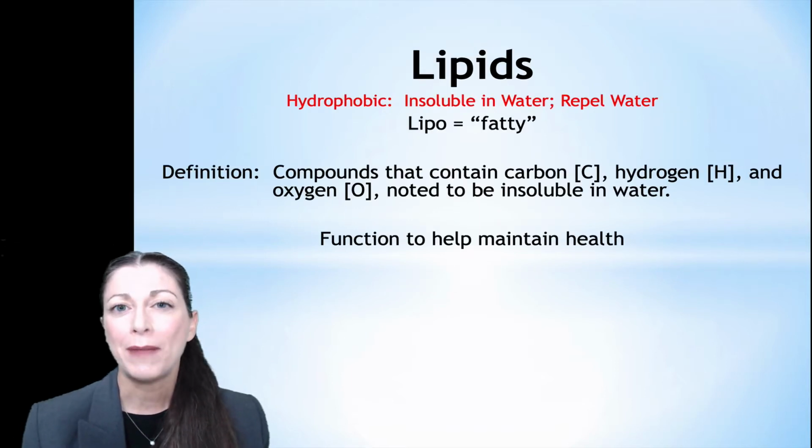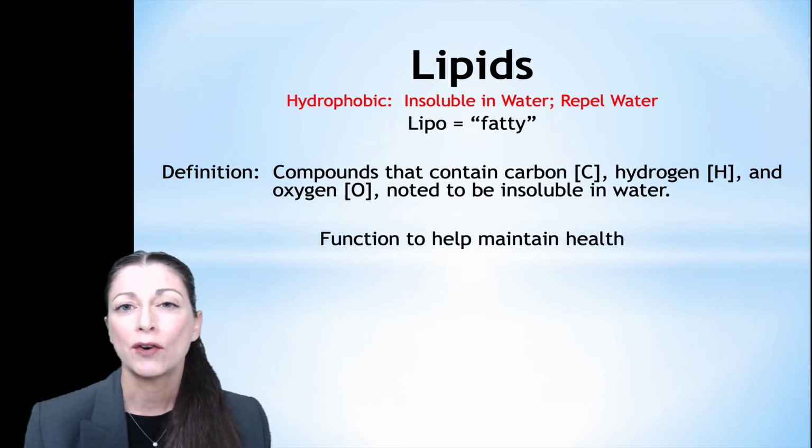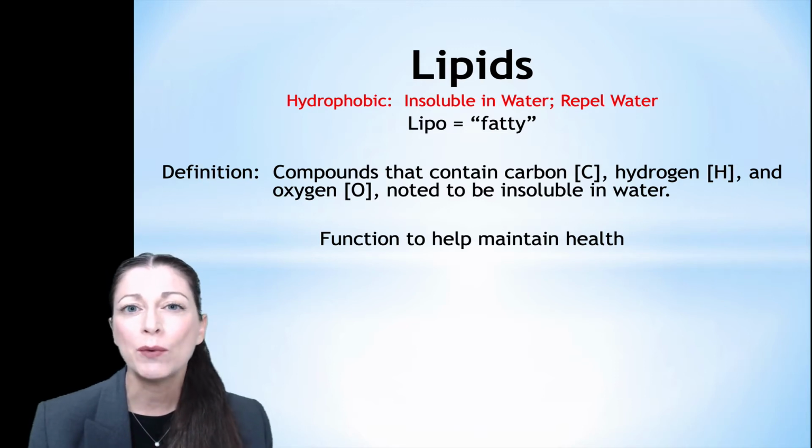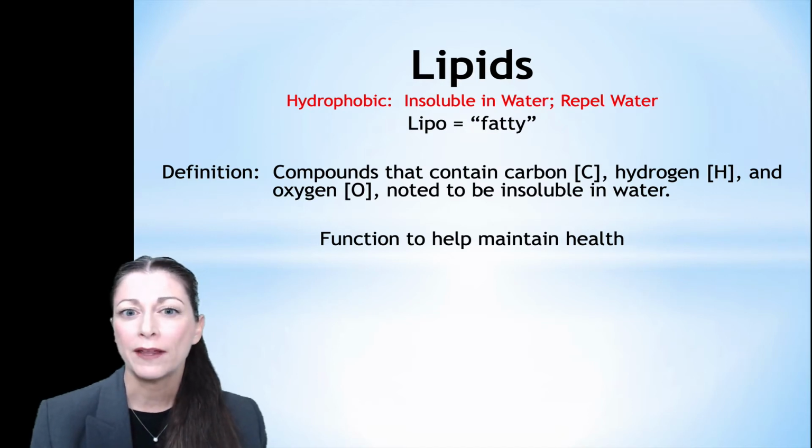Within the three macronutrient classes, there are carbohydrates, lipids, and proteins. Today we're going to discuss the second class, lipids. We're going to learn about the structure of these molecules. Lipids are hydrophobic. They are water-fearing molecules. In fact, they're not soluble in water, and they actually repel water.